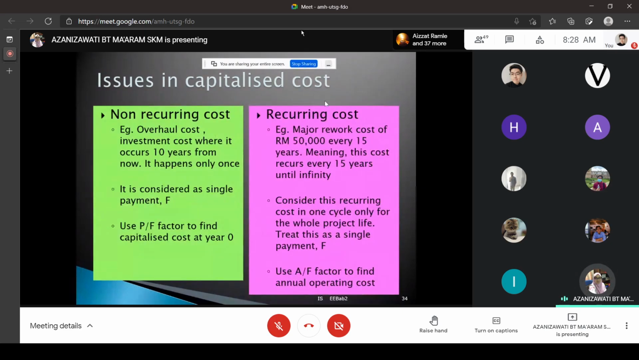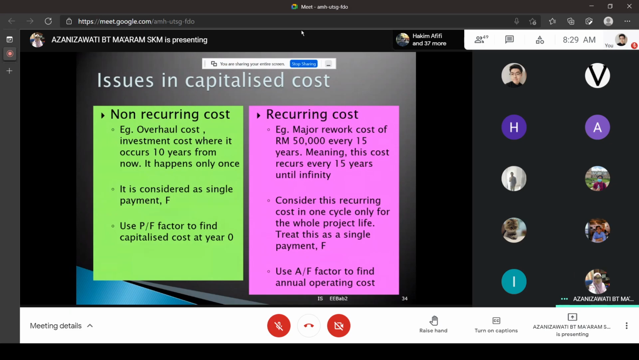Okay, so the issues for capitalized costs: we have non-recurring costs and recurring costs. Recurring cost means every certain period. Non-recurring cost is when suddenly you have to put in an extra cost. For example, overhaul cost or investment cost that occurs 10 years from now and happens only once. Recurring cost is repeating. So it is considered a single payment, F, and we will use the P over F factor to find the capitalized cost at year 0.